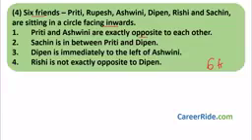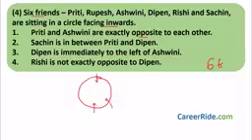What is the frame? Let's draw the frame of seating arrangement. They are sitting in a circle, and they are facing inwards. So let us draw 6 places over here facing inwards. Okay, now let's see what is the first thing. Let us see the sentences and make the seating arrangement. Preeti and Ashwini are exactly opposite to each other.